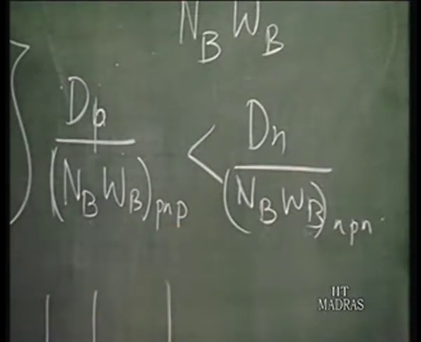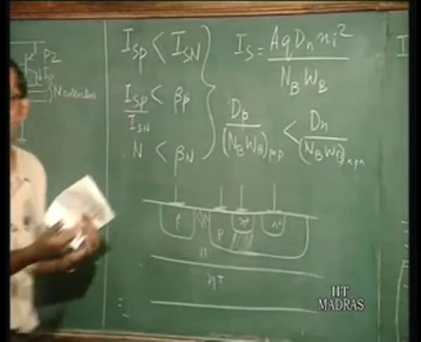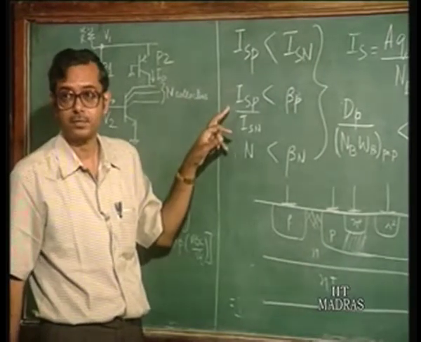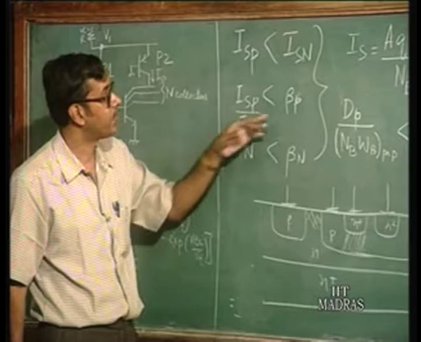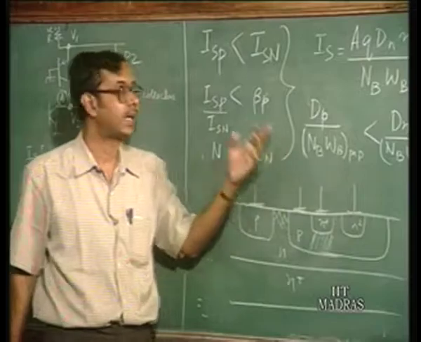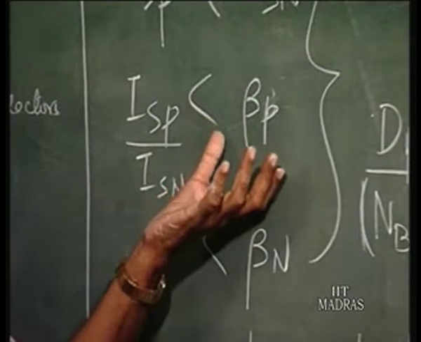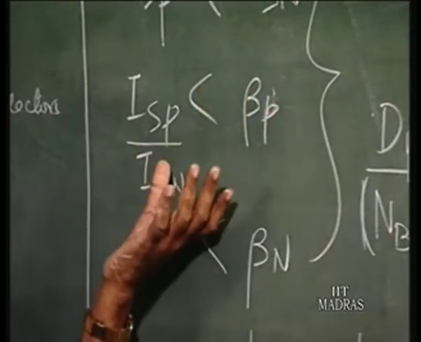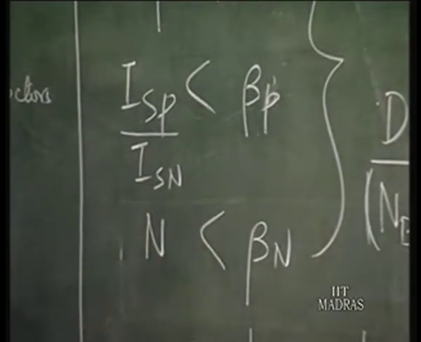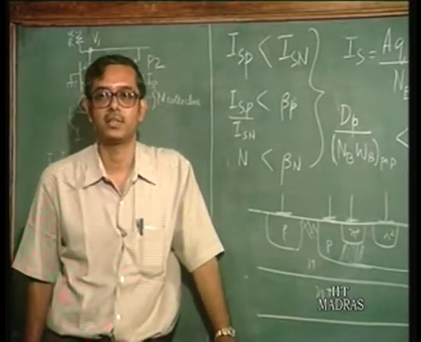Okay. All right. But at the same time, you cannot make the base width of the PNP very large, because again you have a condition here, you see, all right. If you make the base width of the PNP very large, the beta of the transistor is going to fall. Again you have a condition that this ISP by ISN must be less than beta p. Okay. So, again beta p must be also sufficiently large. So, you see that there are a lot of interdependencies for the different conditions which must be satisfied in order to ensure that the I squared L cell works.